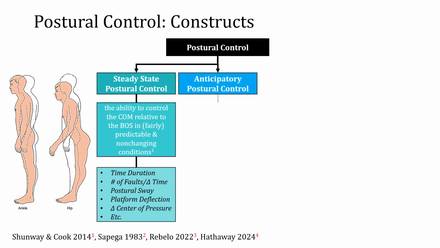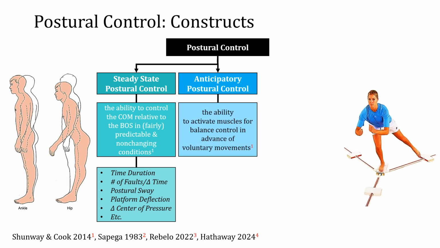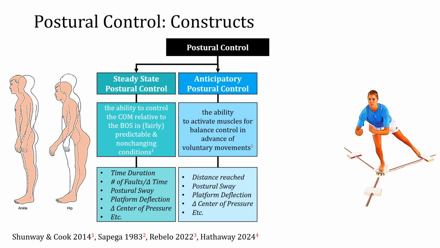The second is going to be your anticipatory postural control, and this is the ability to activate muscles for balance control in advance of voluntary movements. An example of this would be your standard star excursion balance, or your Y balance test, where the individual is given specific instructions to reach in a particular direction, and they know what's coming. There's no tempo or reactive nature to this. Examples of this would be reach distance, postural sway, once again, platform deflections, if you're on an unstable surface or stabilometer, and then again, change of pressure.